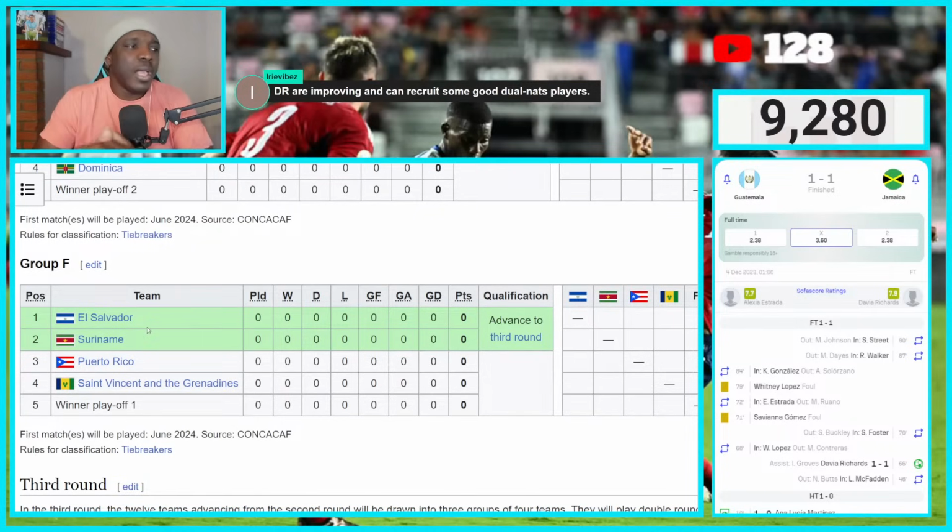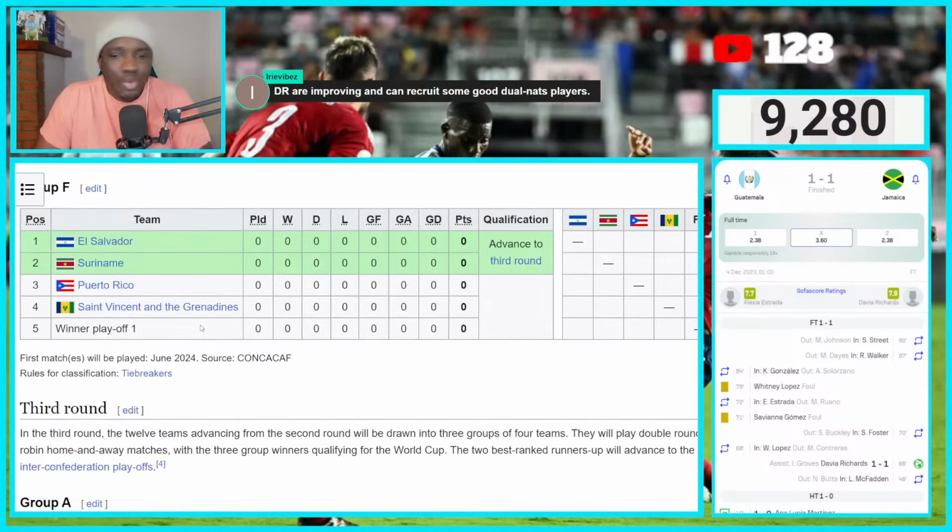So El Salvador, Suriname, Puerto Rico. All right, so Puerto Rico would be the challenge right there. All right, and then all of the winners will go to the next round, and then you have the third round. All right. Jaden Brown says, JD, what are your thoughts on our local schoolboy and JPL U20 players?